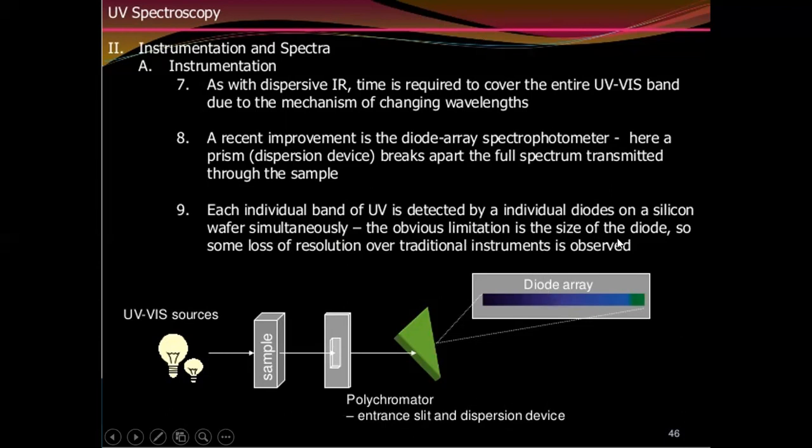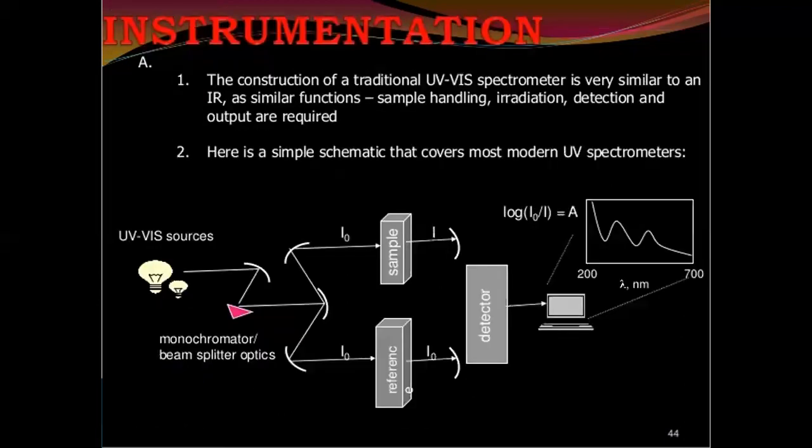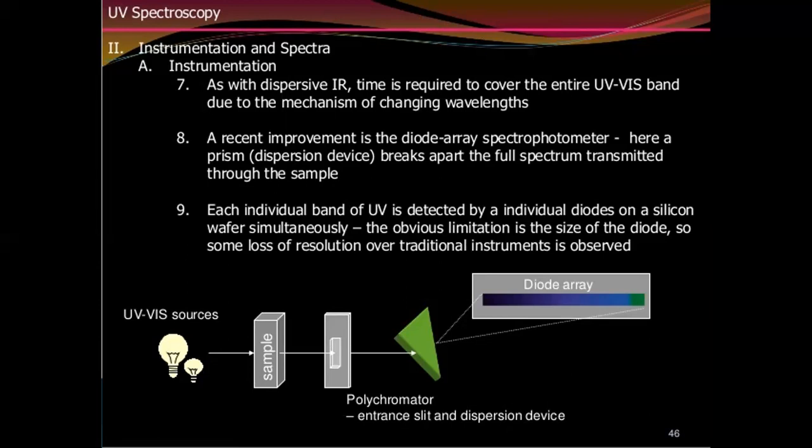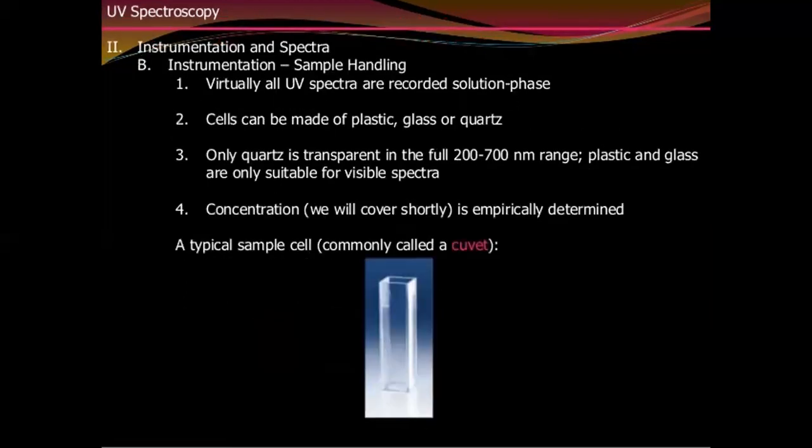Here there is a size limitation of the diode, so there is some loss of resolution. So the previous one is the more advisable one. This is the simple schematic of the instrumentation of the spectrophotometer.